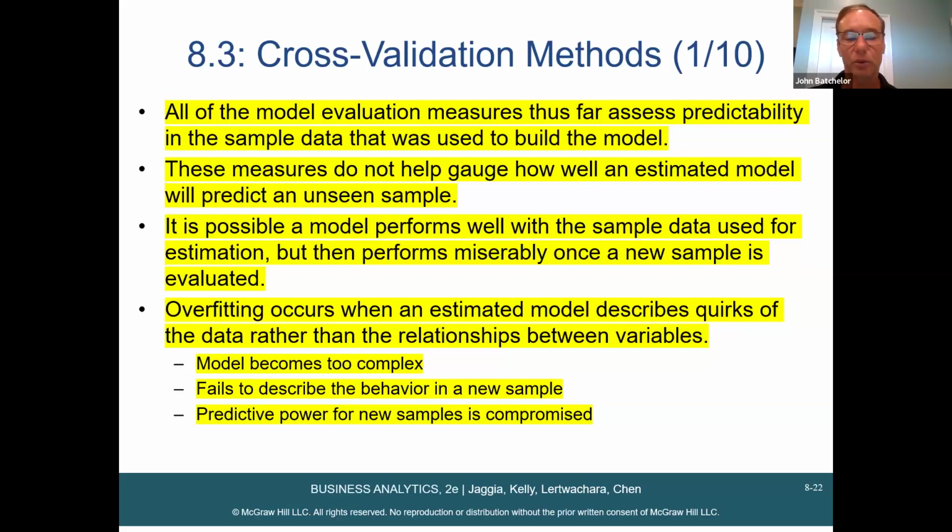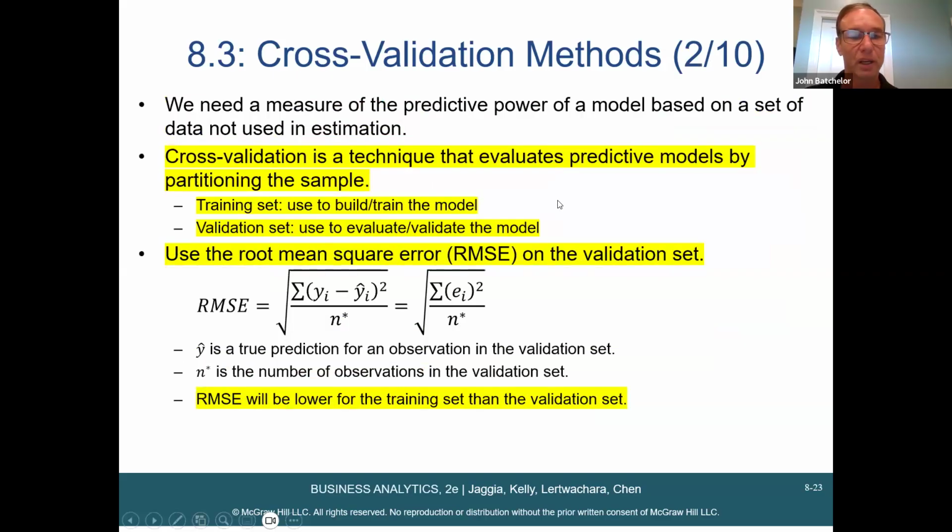Yeah, so here, I just want to read this other one. It's possible a model performs well with the sample data used for estimation, but then performs miserably once a new sample is evaluated. So that's what we want to avoid sometimes, and we'll partition the data. Your model might become too complex. It fails to describe the behavior in a new sample, which is what we're worried about. And the power for a new sample is compromised. So if we get new data, it might not work as well on that.